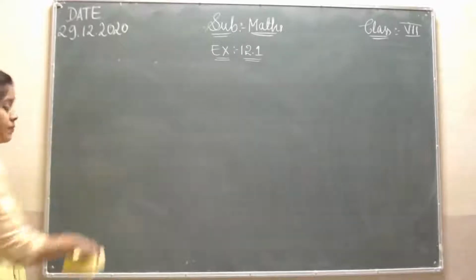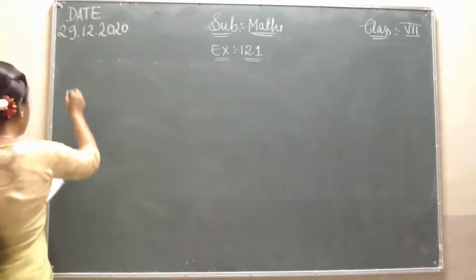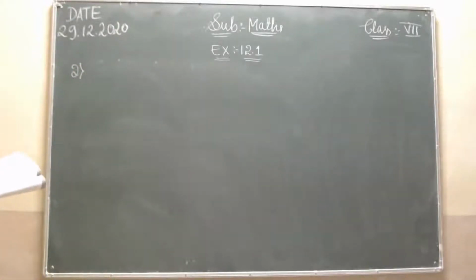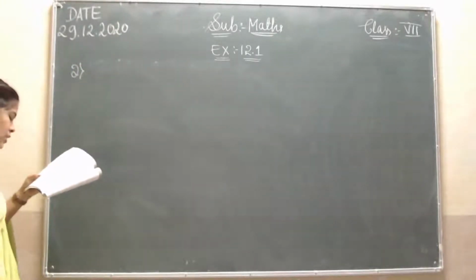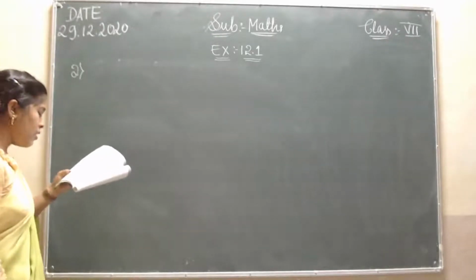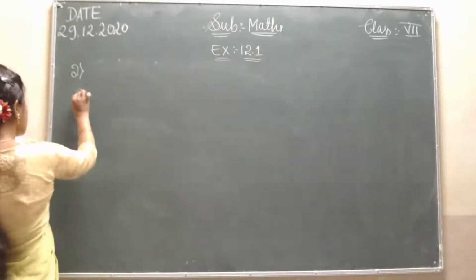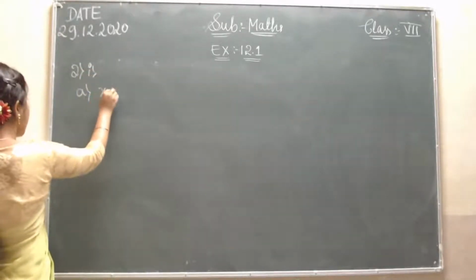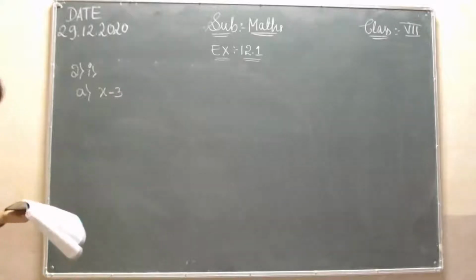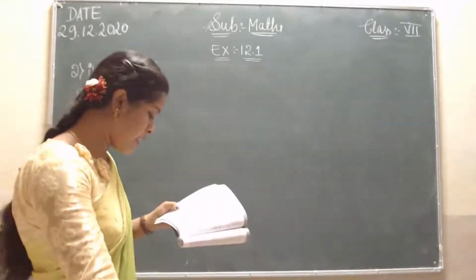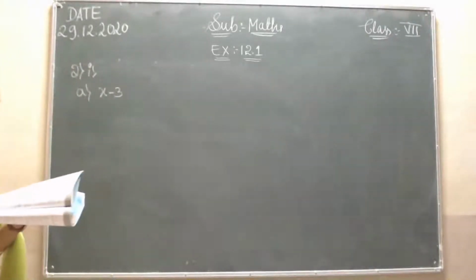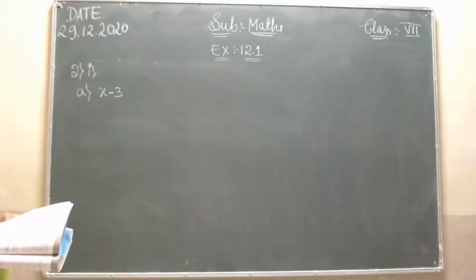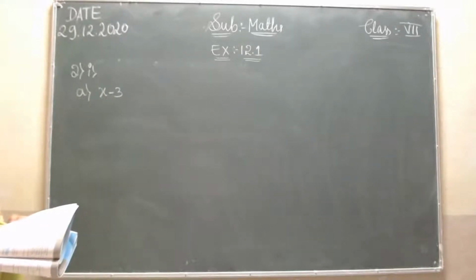Here, second question. First, identify the terms and their factors in the following expression. Show the terms and factors by T diagram. So in that, first, Ax minus 3. So what we have to do? We have to write the terms and factors. Here, yesterday I explained what a term is and how to find factors.